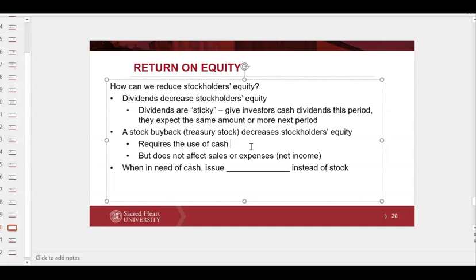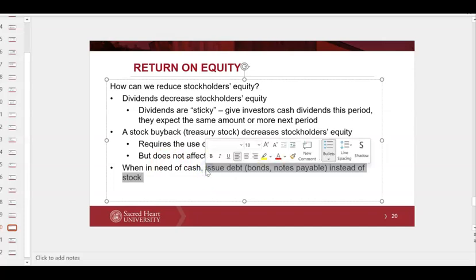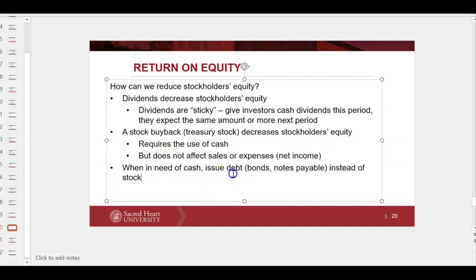What about if we have a new project, a new investment opportunity, but we don't have that cash? What can we do? Well, we can avoid issuing new shares of common stock, which would increase stockholders' equity and decrease ROE. So when in need of cash, what can we do instead of issuing stock? We can borrow, issue debt, which means issue bonds or issue notes payable, maybe loans from the bank. What's the downside to issuing debt instead of issuing stock? Well, stock never needs to be repaid, but debt does. And too much debt makes the company risky and can put that company close to bankruptcy.